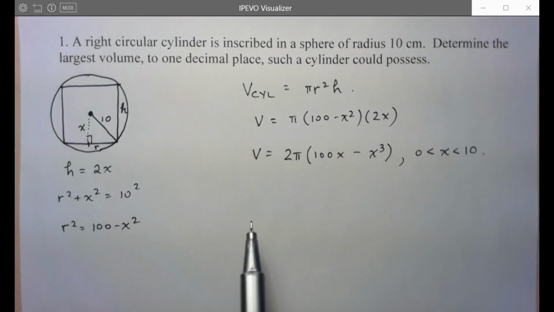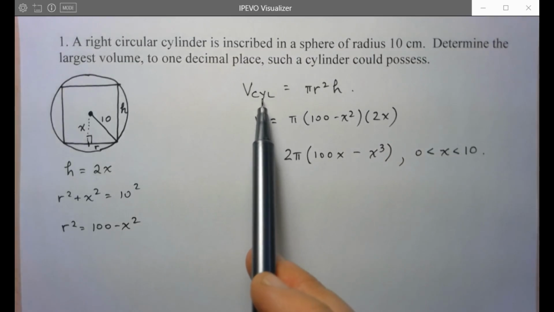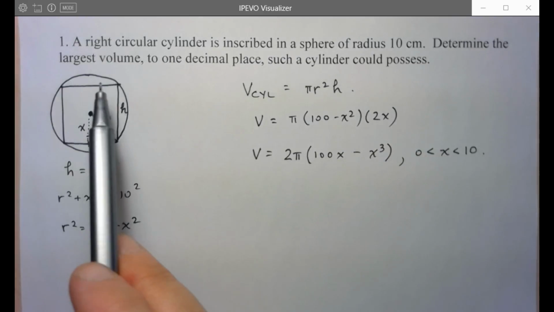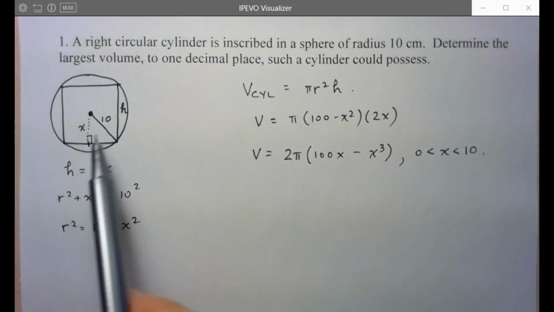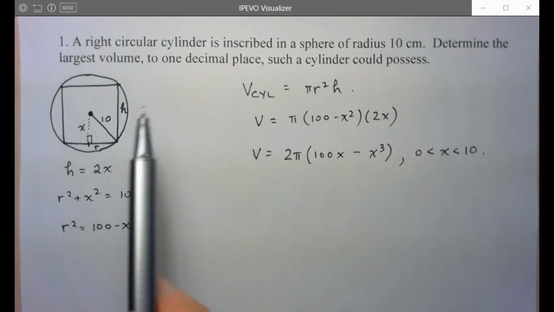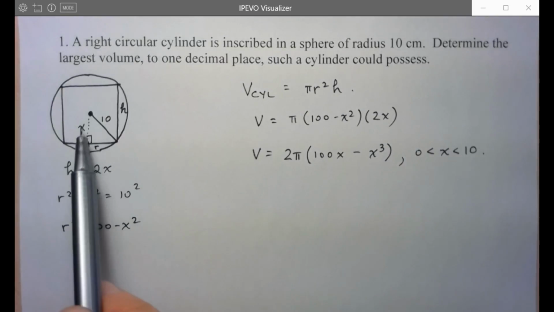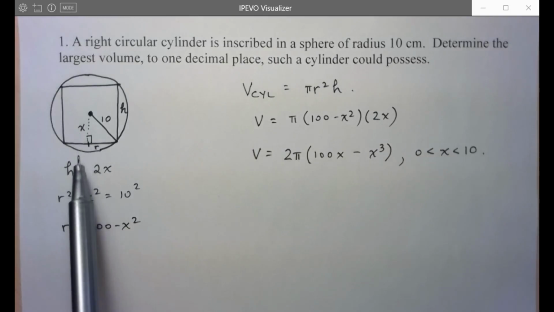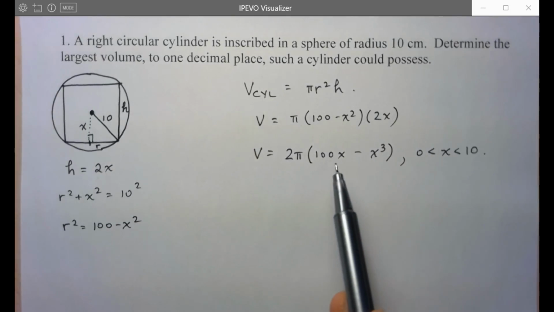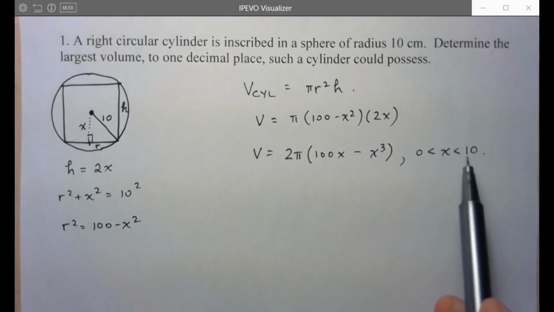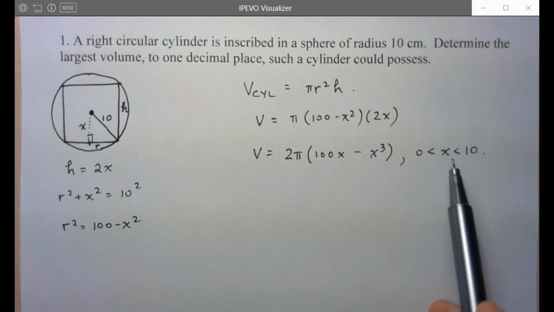Okay, so just to recap here, I started off with my volume of a cylinder formula. I used a diagram to help me find a relationship to the radius of the sphere that this cylinder lives in, and I was able to write both r and h in terms of this new variable x. And then from there, I was able to write my equation in terms of one variable, and I found an appropriate domain. So now we go to step 2.